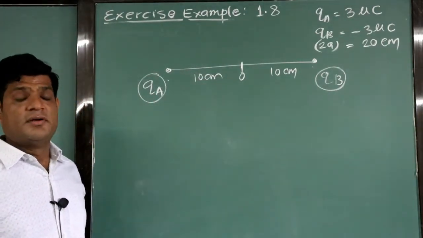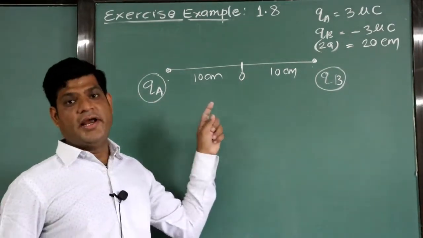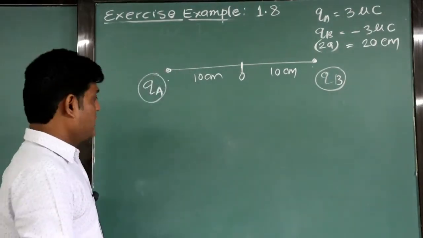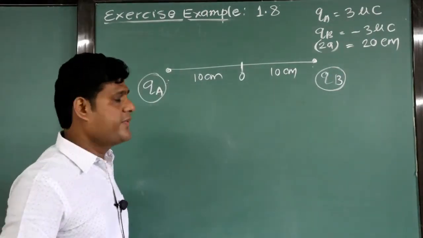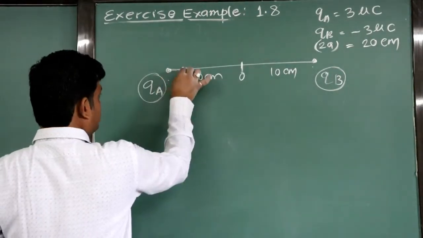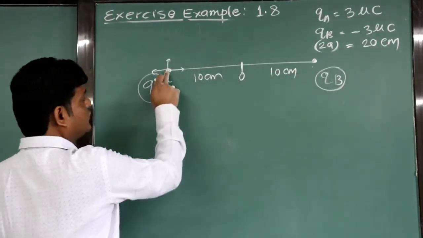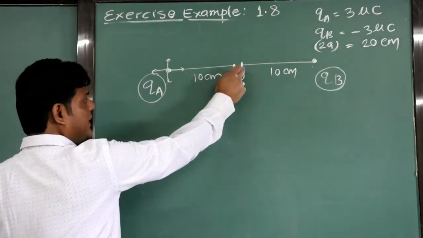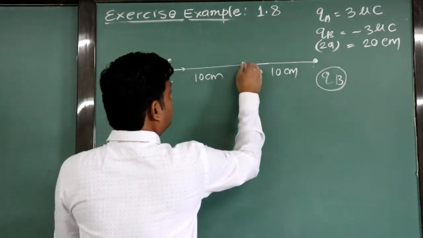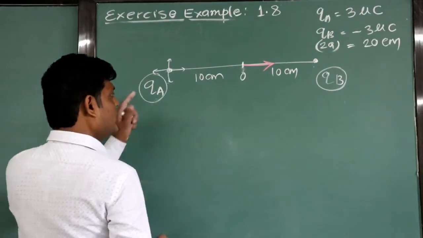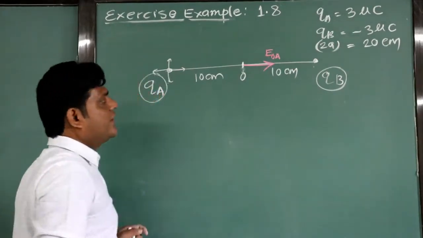I am repeating the question. Find out the electric field at point O due to the A charge and due to the B charge. Dear students, this is QA, plus 3 microcoulomb, a plus Q charge is present. So due to the plus Q charge, the electric field lines go away. So the direction of the electric field at point O due to the A charge will be like this. So this is the direction of the electric field at point O due to the A charge. So we will write the electric field at point O due to the A charge.